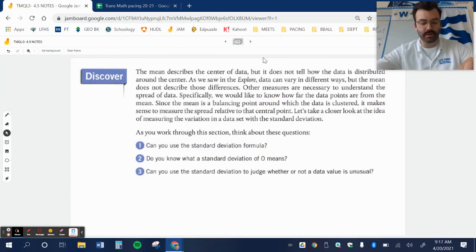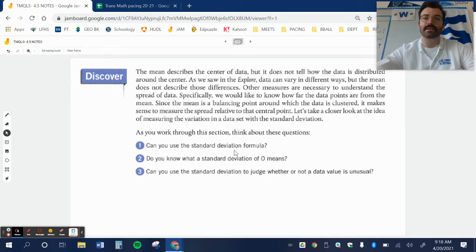All right, so what are we doing today? Today we're talking about standard deviation, and what we want to figure out is how good our data set is, how close to the mean it is, how close to the average it is. That's what standard deviation is.